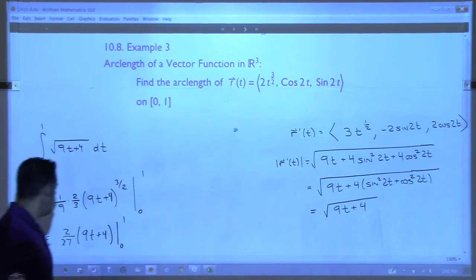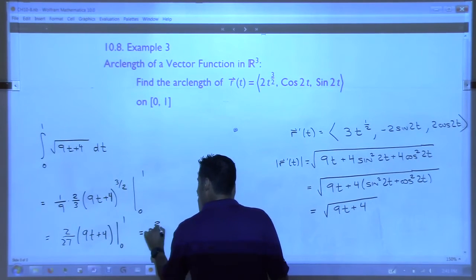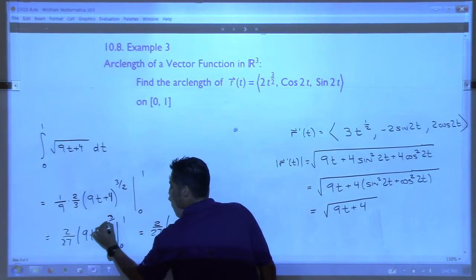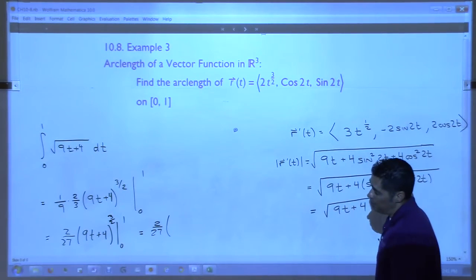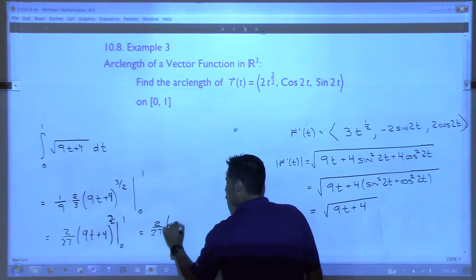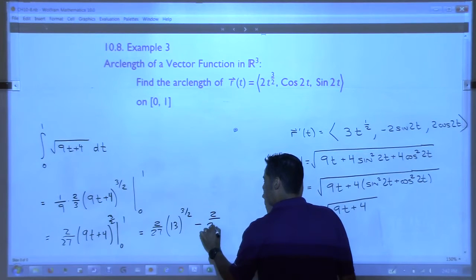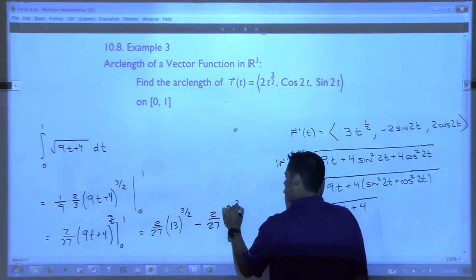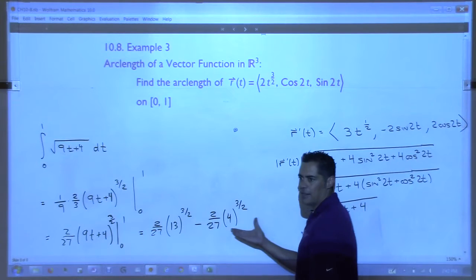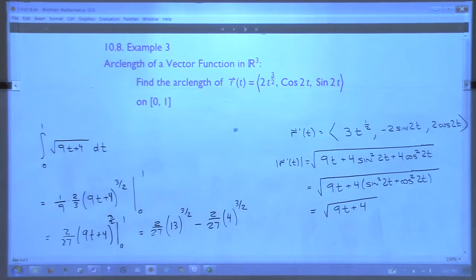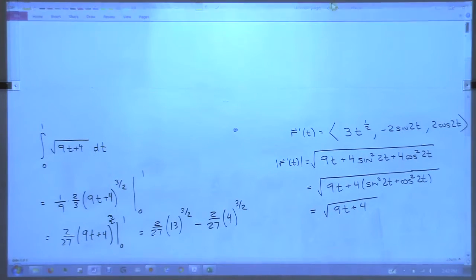So we'll plug in 1. We get 2/27 times, 1 goes in there, we get 13 to the 3/2, and then minus, we plug in 0. So this is our exact answer. We could get a decimal, but that's it. Nothing too messy there, I don't think.